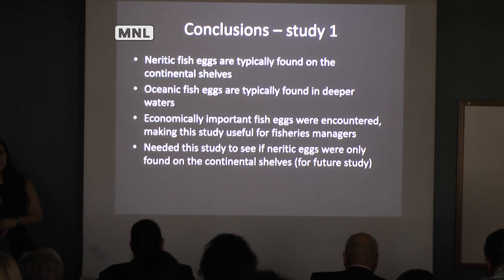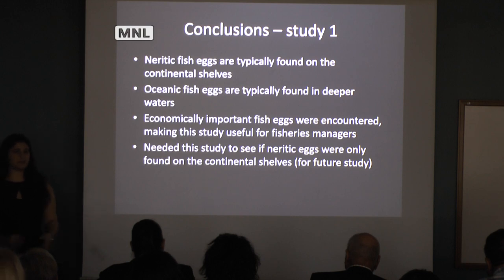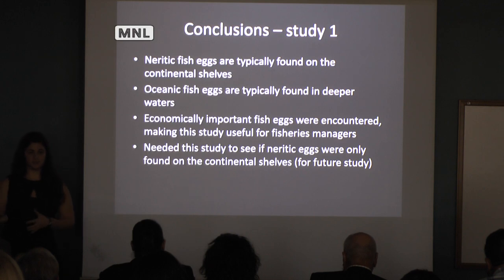Something else that this study was important for is for a different study. And so we needed to understand if neritic eggs were only found on the continental shelves, and if they were found also in oceanic waters, because in the next study, we wanted to see where we should sample. And so I'll talk about the study at the very end, but we needed to understand this concept to be able to use it for future studies.